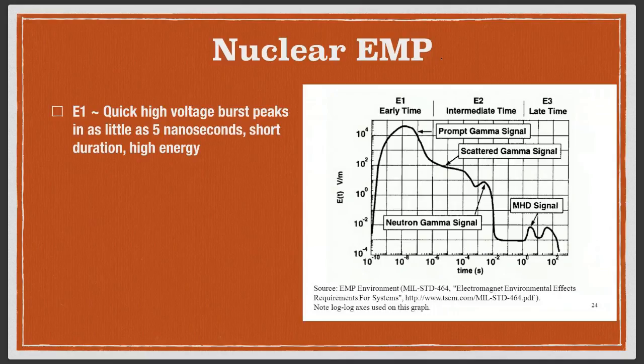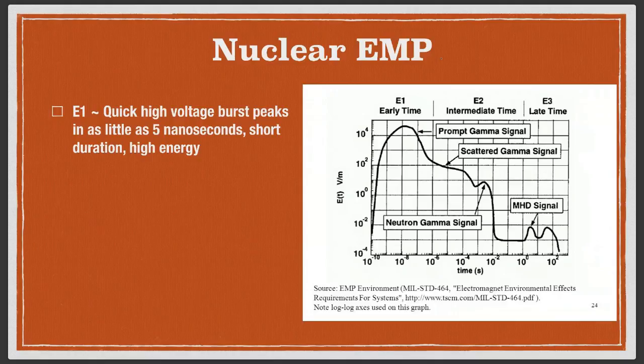So anyhow, in a nuclear EMP, the E1 is the quick high voltage burst, and it peaks in as little as 5 nanoseconds. Now, 5 nanoseconds, as you're probably well aware, is a tiny, tiny, tiny fraction of a second. This E1 lasts a short duration, just a fraction of a second, and it's very high energy. And E1 is probably the most likely to damage your electronics or solar components.